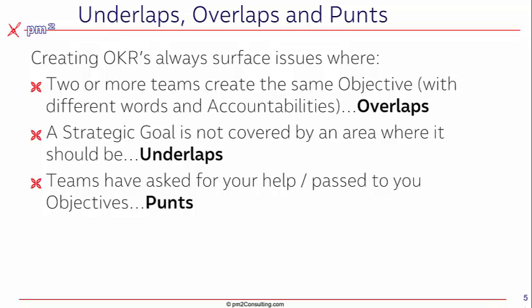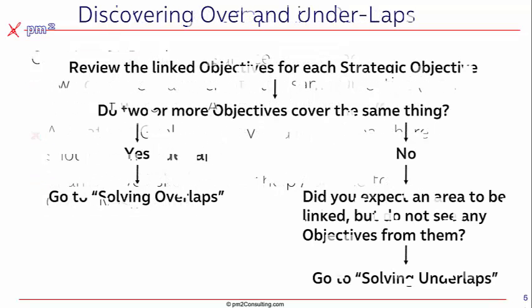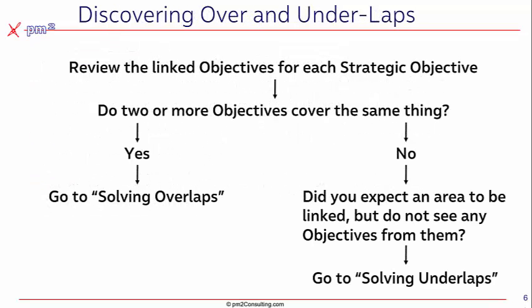and punts. So overlaps are when two or more teams create the same objective, even though it might have different words or different accountabilities. So in the case of overlaps, we obviously have to undo that. Underlaps is where we expect a team to contribute to a corporate goal or strategic objective, and they don't. Underlap. And then the third is punts. Punts are where a department's asked you to contribute to something, and you may not have it on your current list of objectives.